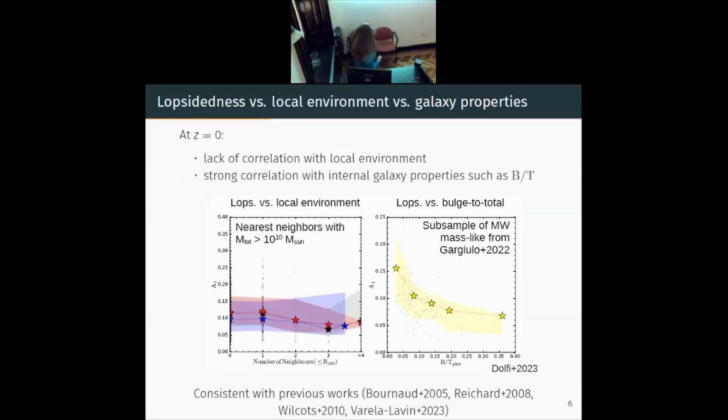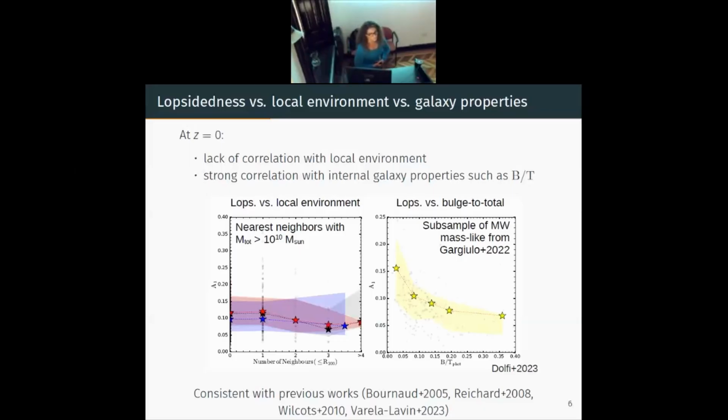And in fact, when we look at the correlation between the lopsided amplitude with the local environment and the internal properties of the galaxies, we see that consistent with previous works, there is not. So we look at the correlation between the A1 amplitude with the number of nearest neighbors within the virial radius of the galaxy. And we see there is not a strong correlation with the local environment. But if we look at the correlation between A1 with the internal properties of the galaxy, such as the photometric bulge to total ratio, we see that the galaxies that have lower bulge to total photometric ratio tend to be more strongly lopsided.